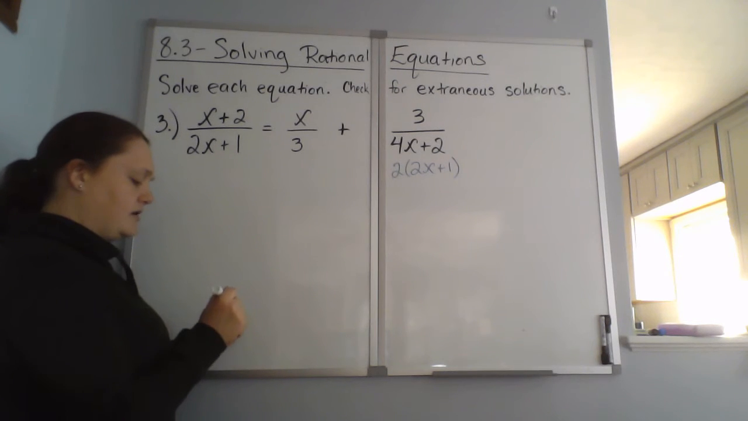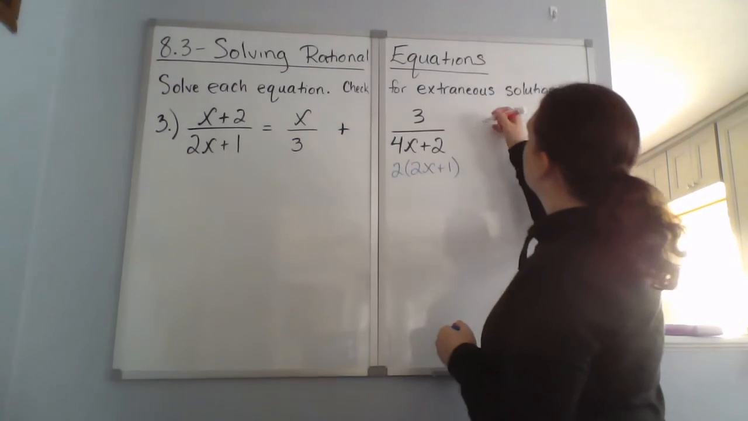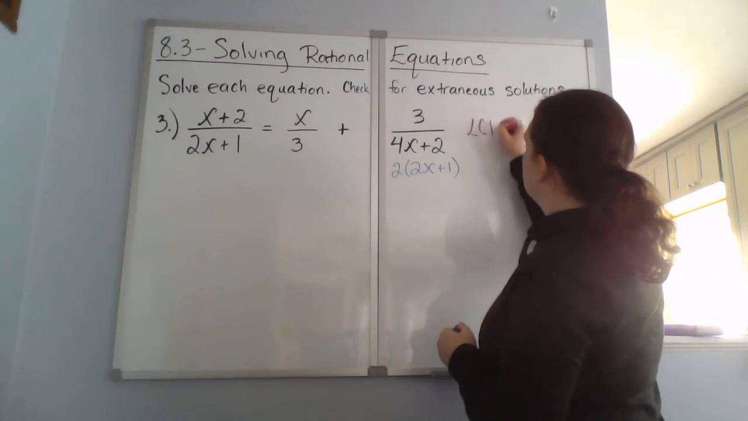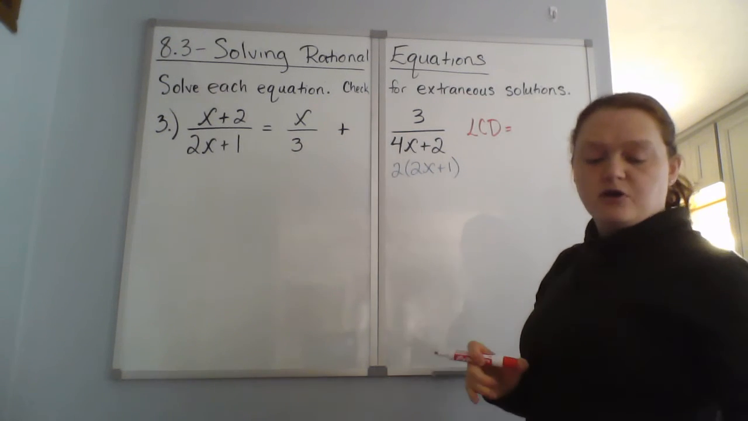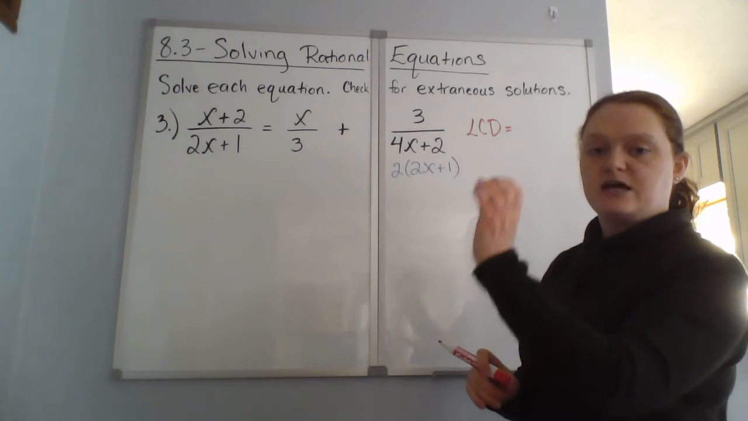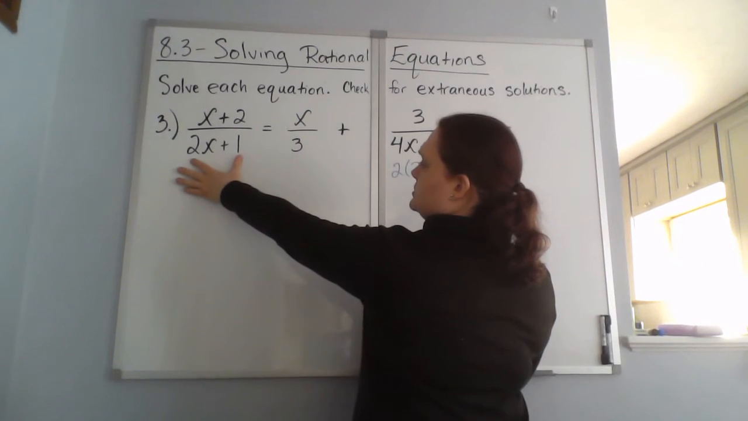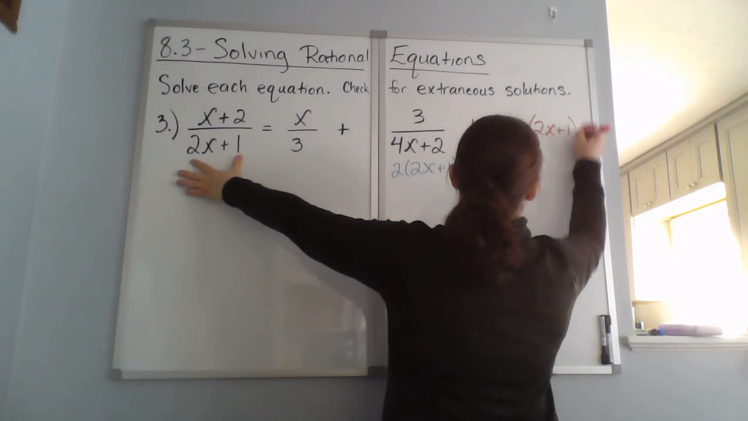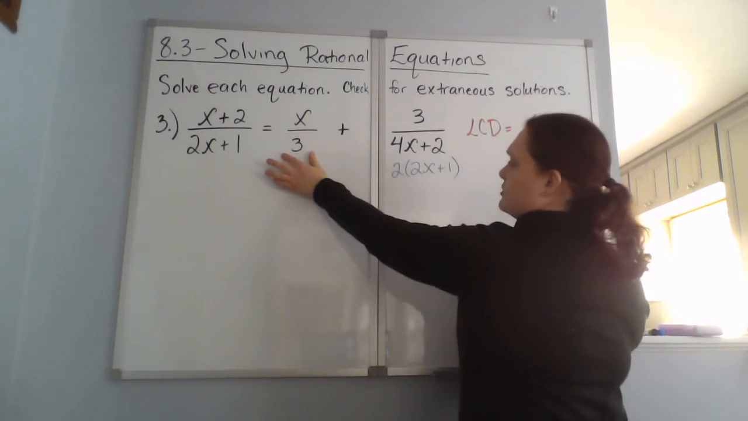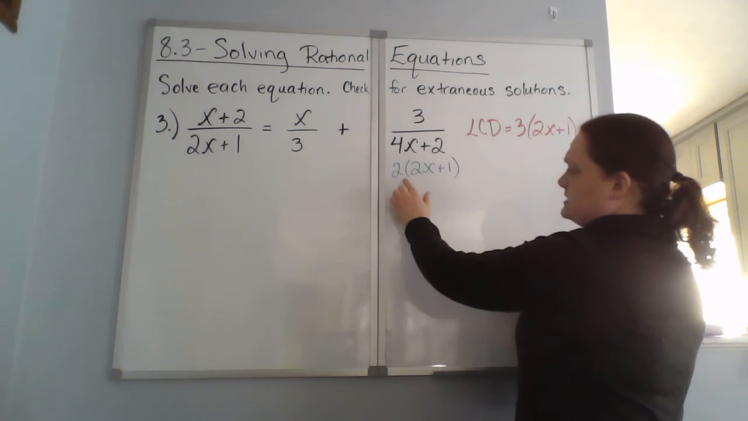All right, so let's go ahead and figure out our LCD. So over here, LCD has to equal. Remember our process for this. We want to look at one denominator at a time and make sure those factors show up in our common denominator. So we're starting with 2x plus 1 as one factor. Okay, we need to have a 3 in there, and now we need to get a factor of 2.